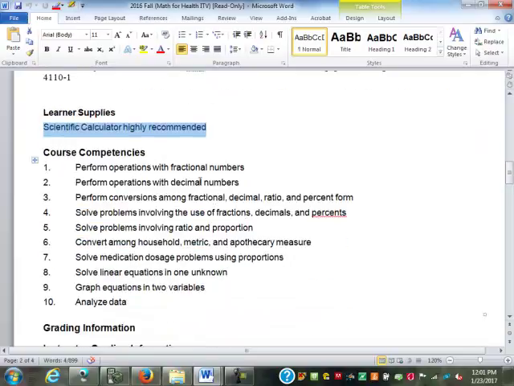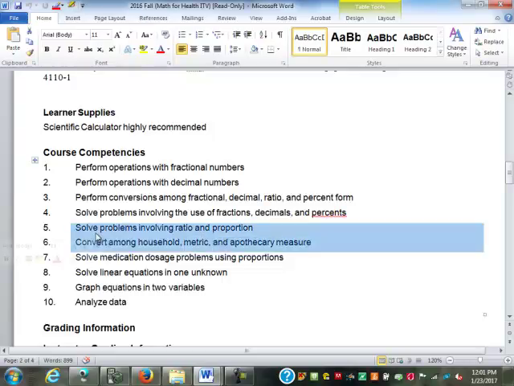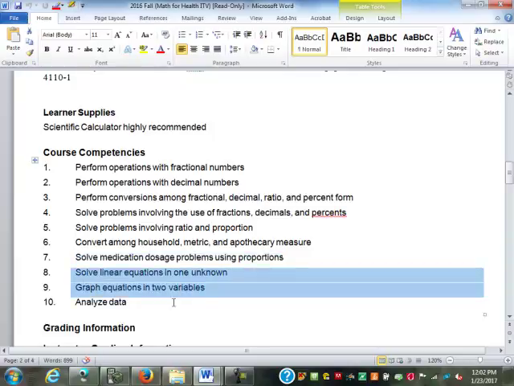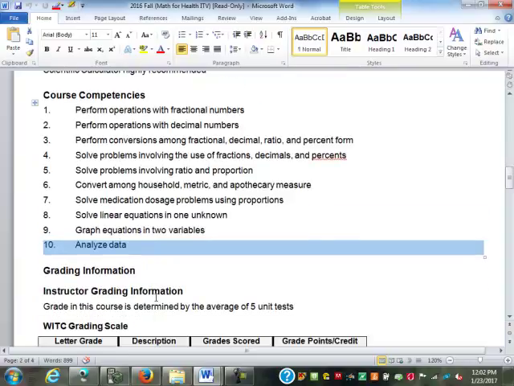So here's a list of our competencies. As we said, the first unit is percents, arithmetic, and basic algebra. Then we deal in the second unit with some ratio and proportion and measurement conversions. We do medical dosage calculations. We'll spend 3 or 4 weeks or more on those. Then we have the algebra section, graphing equations, solving equations, and then our analyzing data, the statistics portion.